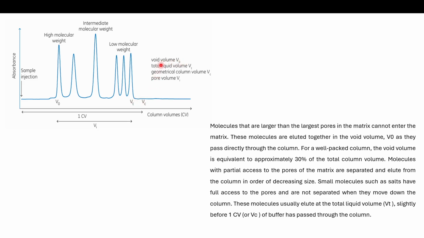So V naught is the void volume. VT is the total liquid volume that is passing through. And this is the geometrical column volume. This is the actual available volume for the liquid or mobile phase to pass through. And pore volume is VI. Whatever pore is present, that is VI.